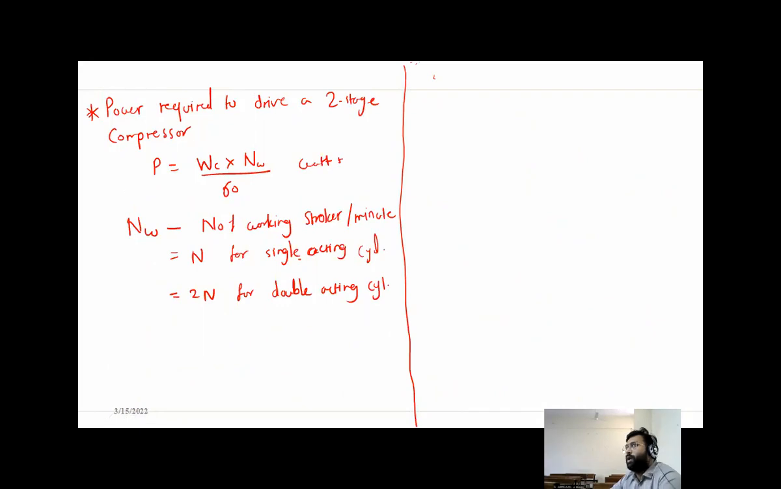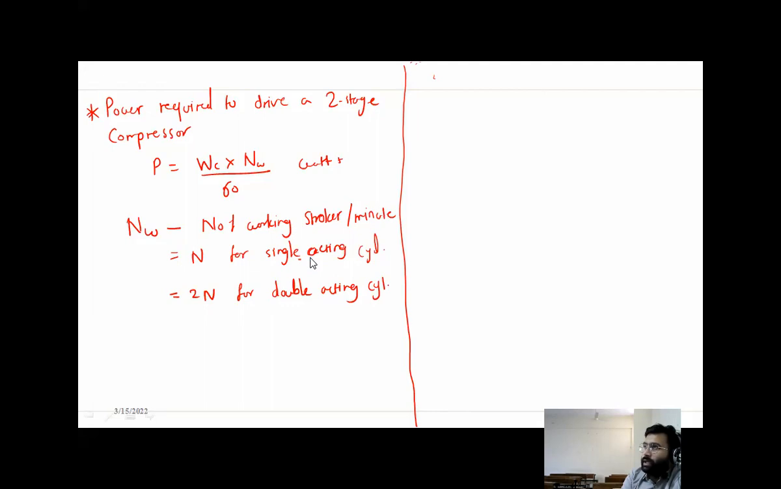Okay. And last, power required to drive a two-stage compressor. What is the power required? It is the work into N divided by 60, in watts. Here N will be equal to N for a single acting cylinder. That is the RPM. Okay, N is RPM, the speed of the compressor. And N becomes 2N, 2 times RPM, if it is a double acting cylinder.